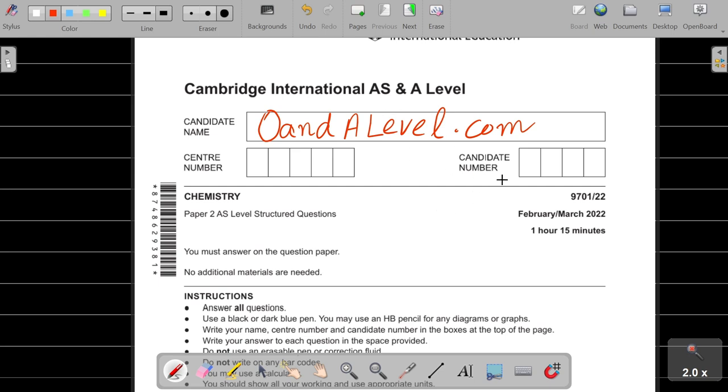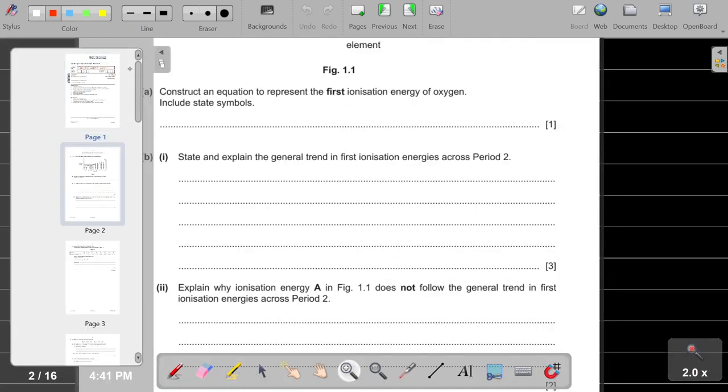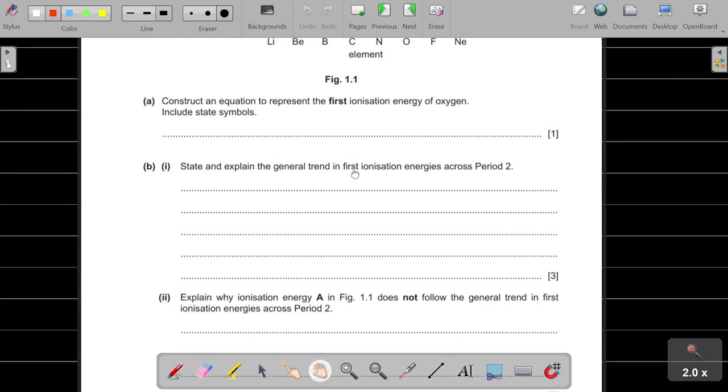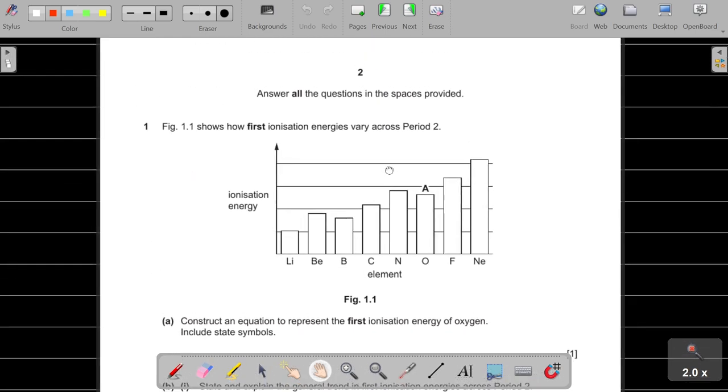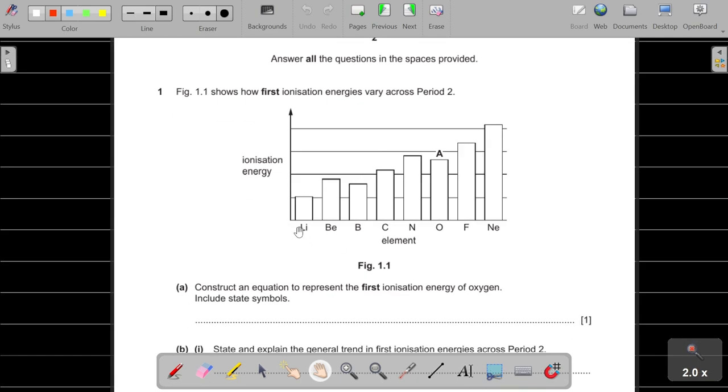I am Naeem and today we will solve this May 2022 paper AS Chemistry 9701. Okay, the question number 1 is, so this question is from atomic structure, I think. Figure 1.1 shows how first ionization energy varies across period number 2. So we have these elements and they belong to period number 2.